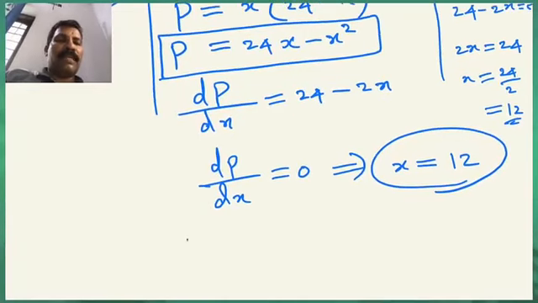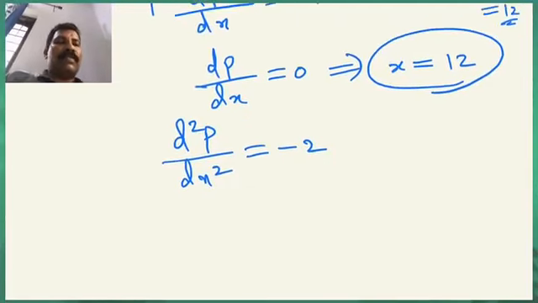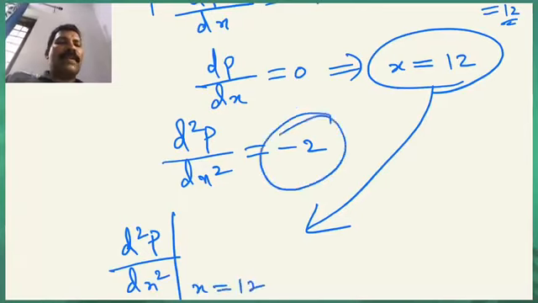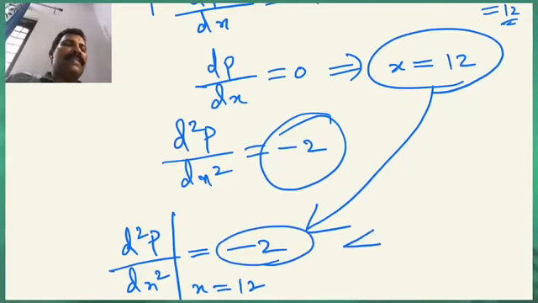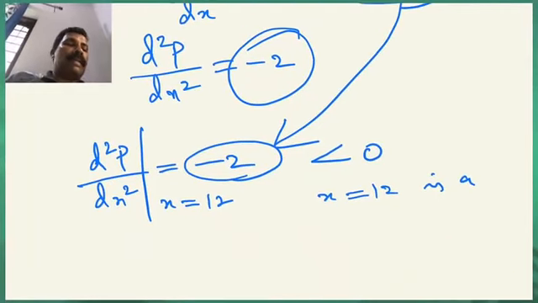And we have to check whether it is a point of local maxima or minima. For that we have to go for the second derivative, that is d squared P by dx squared. Here it is negative 2, and we have to substitute the obtained critical value x equal to 12 in the second derivative. But as there is no x in the second derivative, our substitution is automatically over. So we have negative 2 as the simplified answer, which is less than 0, which shows that x equal to 12 is a point of local maximum.